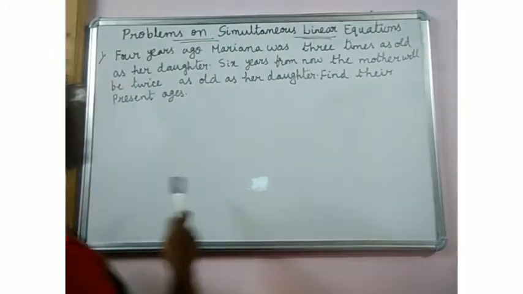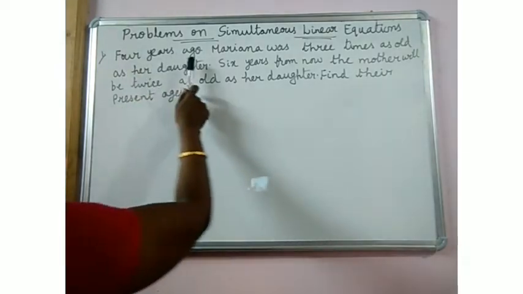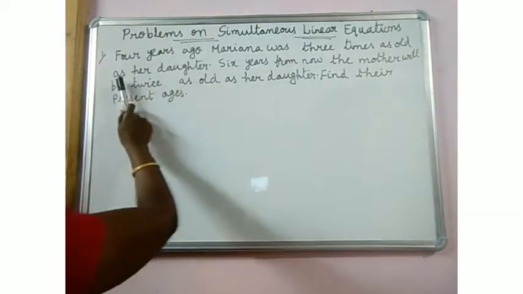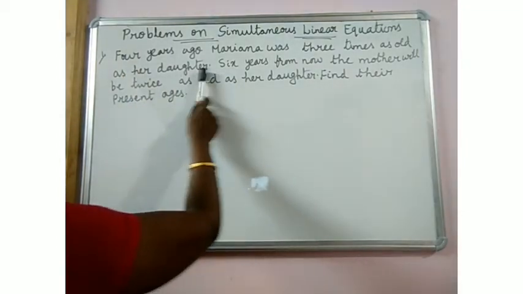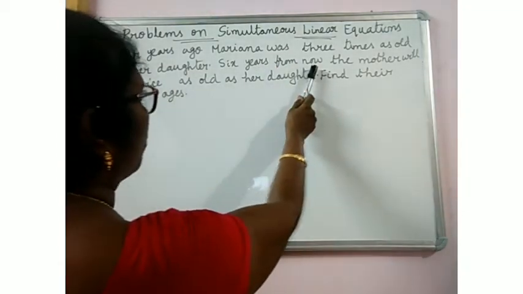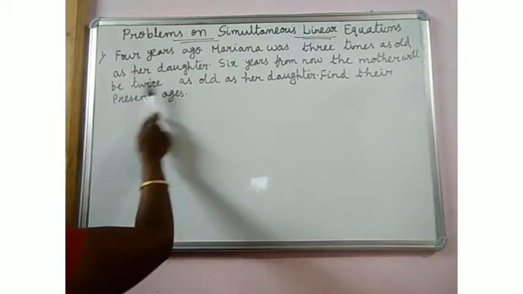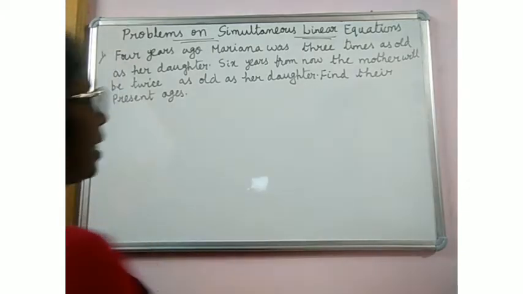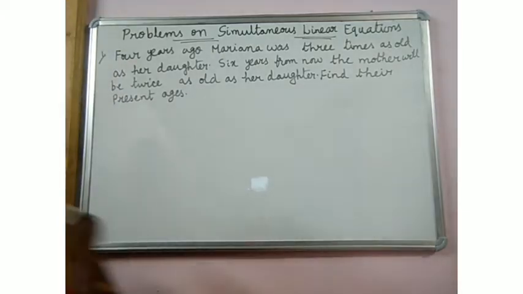Today's first question is: 4 years ago, Mariana was 3 times as old as her daughter. 6 years from now, the mother will be twice as old as her daughter. Find the present ages.